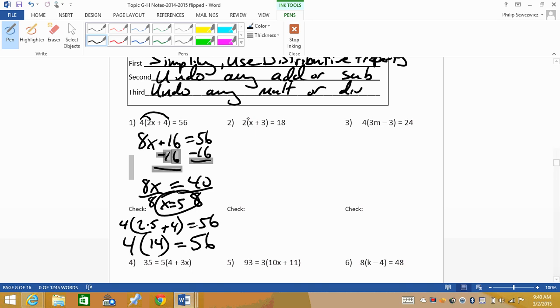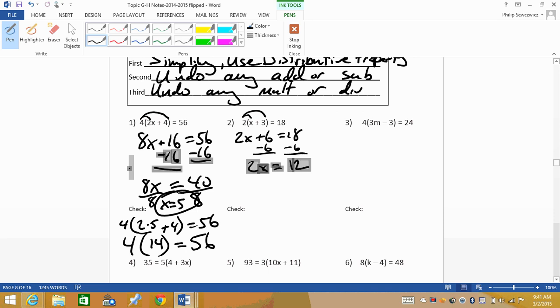So let's go through the next one. Distributive property. So 2 times x, 2x. 2 times 3, 6. Set it equal to 18 because it is set equal to 18. Now we'll undo any addition or subtraction. So to undo adding 6, we shall subtract 6 from both sides. So all we have is 2x equals, and then 18 minus 6 is 12.